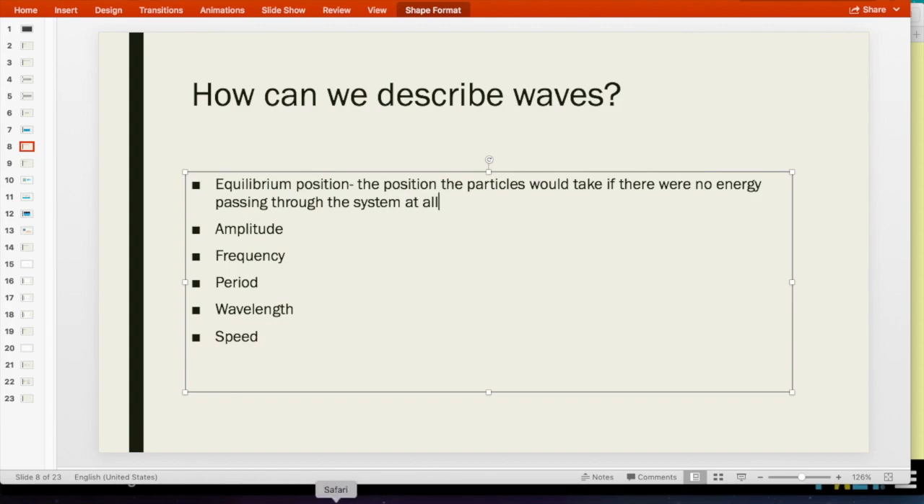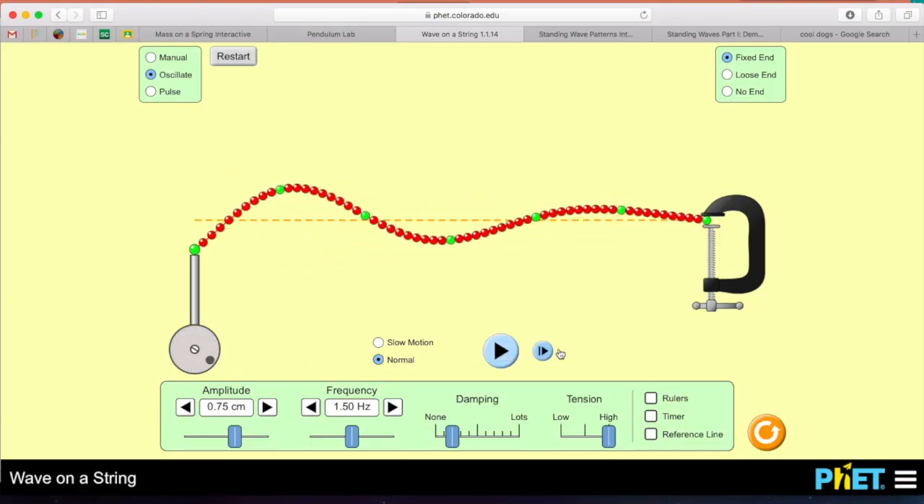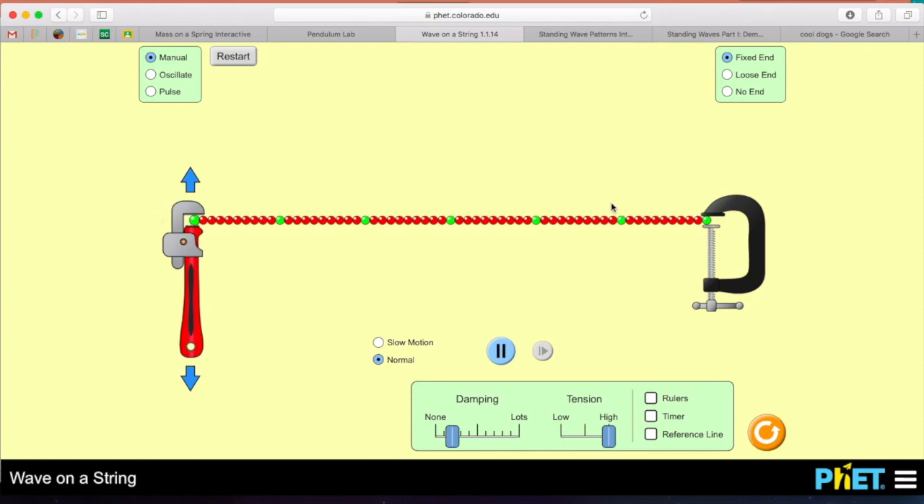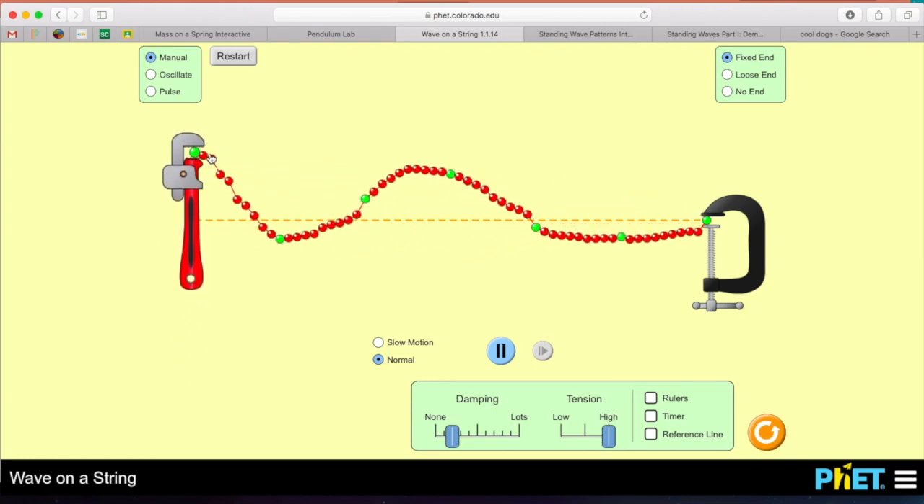So let me give you some examples of what I mean by equilibrium position. This is the equilibrium position of the string. You can see that no energy is passing through. It's just sitting there. No change has been caused in it. It does not have the potential to cause a change. No energy has been added. No energy is passing through. It's at equilibrium. As soon, though, as I add some energy, it starts to oscillate.